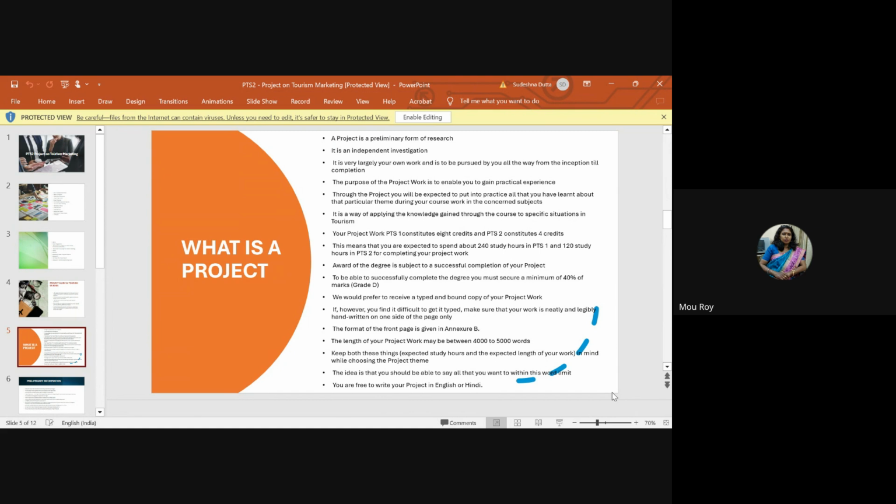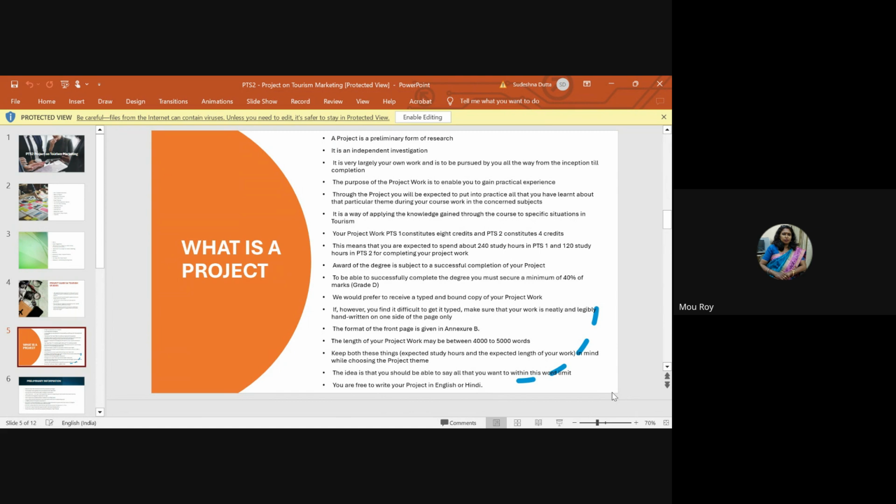Now, your project work: last time you all have done PTS-1, this is PTS-2. PTS-2 constitutes 4 credits, whereas PTS-1 was of 8 credits. Okay, so this means that you are expected to spend around 240 study hours in PTS-1, whereas 120 study hours in PTS-2 for completing your project work. I think you'll get 3 months, I believe so. Of course, unless you complete this project, you won't be awarded the degree certificate.